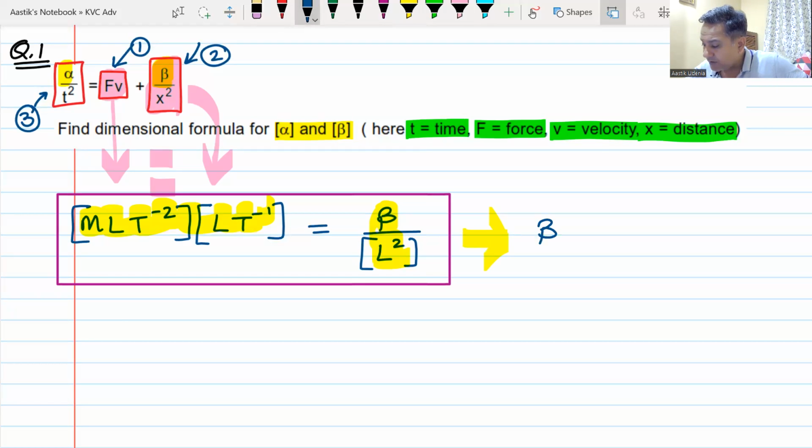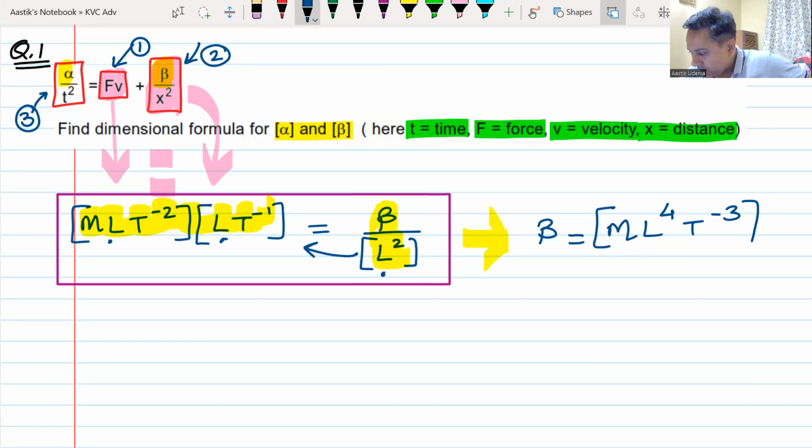The dimension of beta will be this: L square will go on this side, and you will have the dimension of beta, my dear friends. The dimension of beta will be M, L, L, and then you have L square. So M L raised to the power 4, T raised to the power of minus 3. That becomes the dimension of beta, and that was the question that was asked.